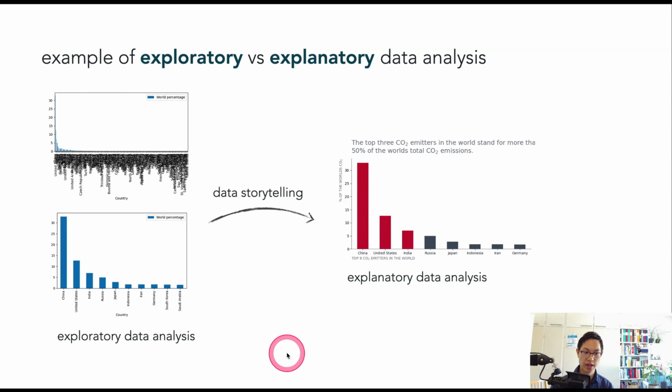So here, this is explanatory data analysis. You can see that we have clarified here three of the top emitters, and we have a very descriptive title: the top 3 CO2 emitters in the world stand for more than 50% of the world's total CO2 emissions. So as you can see, this is more explanatory. You have picked out the story that you want to tell. By using color sparingly and contrast, we can get our story through. This is the type of data storytelling technique that we'll go through in this course.